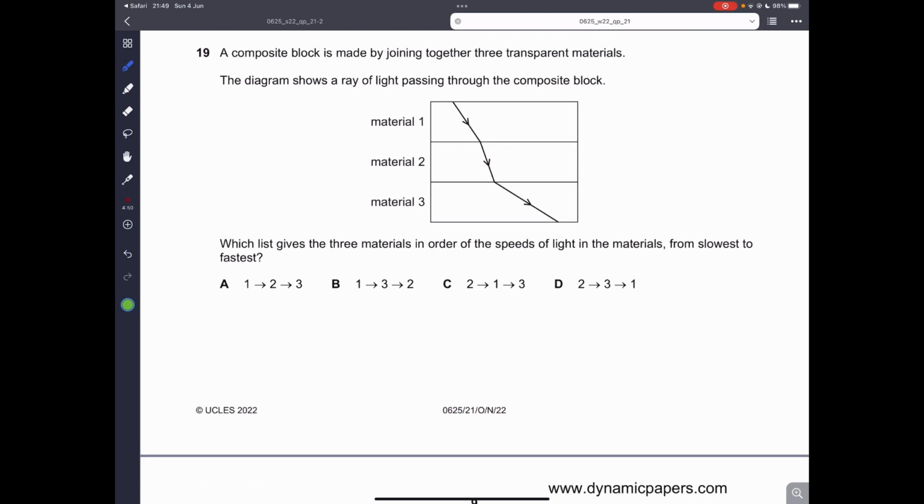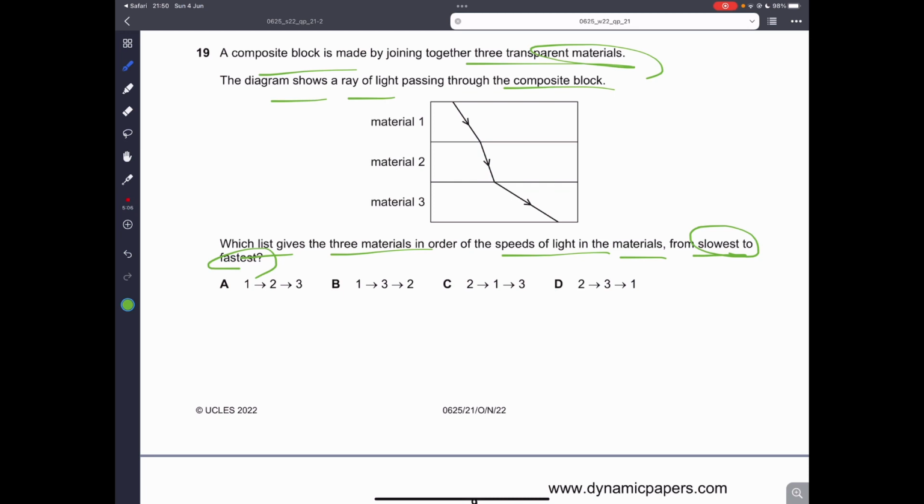Question number 19. A composite block is made by joining together 3 transparent materials. The diagram shows a ray of light passing through the composite block. Which list gives the 3 materials in order of the speed of light, from slowest to fastest?